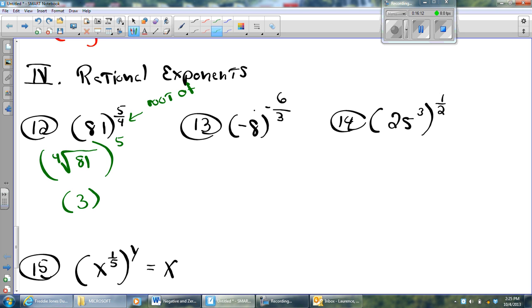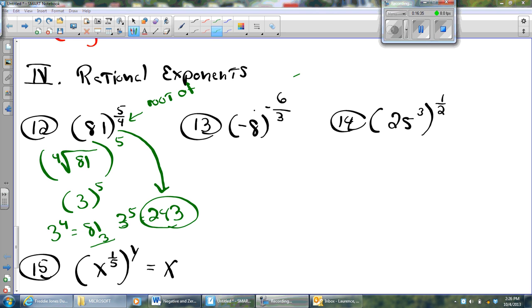Now I'm going to work smart. I'm not going to go 3 times 3 times 3 times 3. I know that 3 to the fourth is 81. So 3 to the fifth must be 81 times 3. Or in other words, 3 to the fifth is going to be 243. And there is your answer for this problem. Okay.